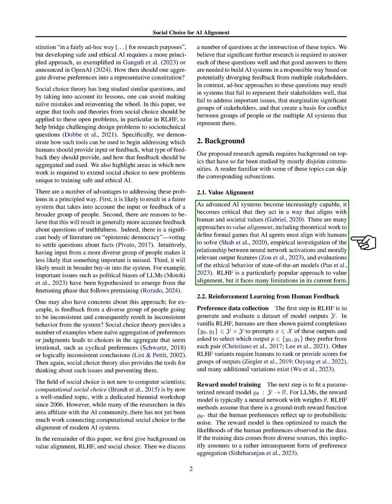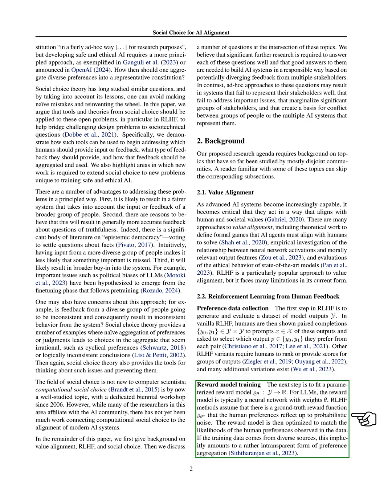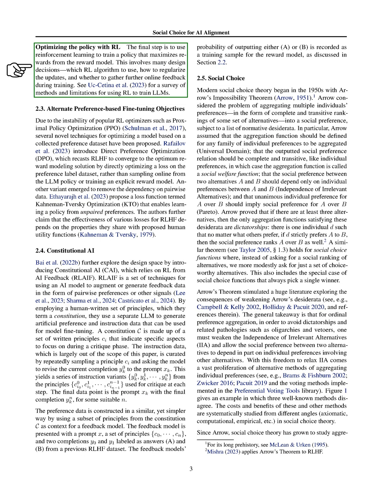RLHF involves several steps. Firstly, we collect preference data by generating and evaluating a dataset of model outputs. Humans are then asked to choose their preferred output from pairs of completions based on given prompts. The next step is to train a reward model that maps outputs to rewards. This model is optimized to match human preferences observed in the data. Finally, we use reinforcement learning to train a policy that maximizes rewards from the reward model.